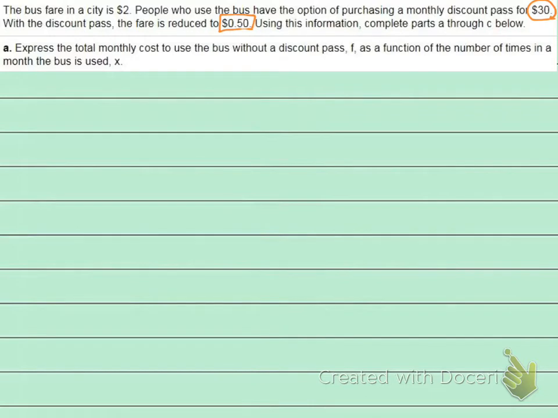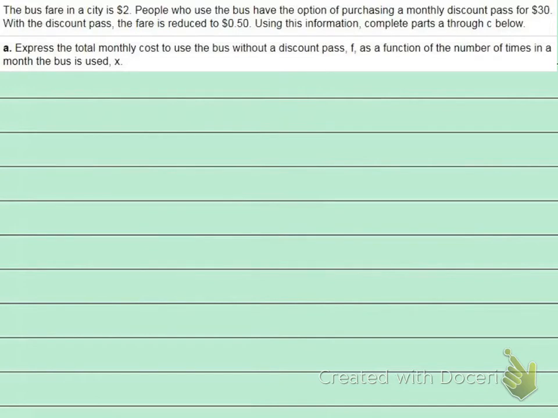Well, if you only ride the bus once or twice, then it's not. Instead of riding it once and paying $2 or twice and $4, you'd pay that $30. So that's definitely not a good deal if you only ride it a few times. But if you ride it a lot, then yeah, this is going to save you some money. So the question says, express the total monthly cost to use the bus without the discount pass, f, as a function of the number of times in a month the bus is used.